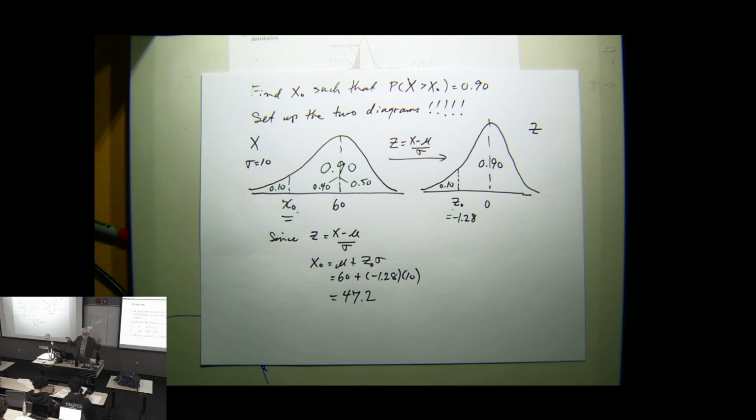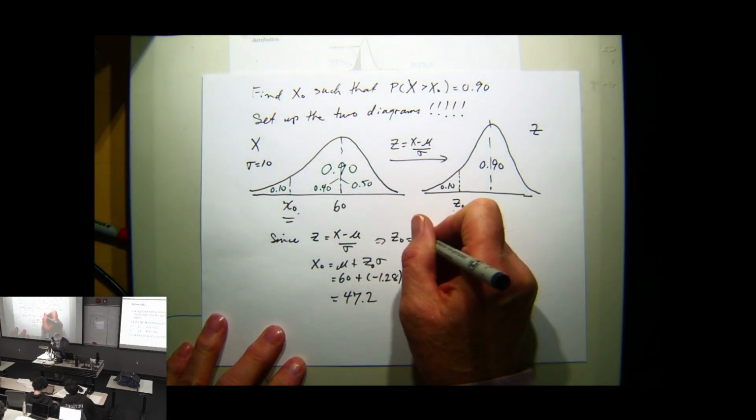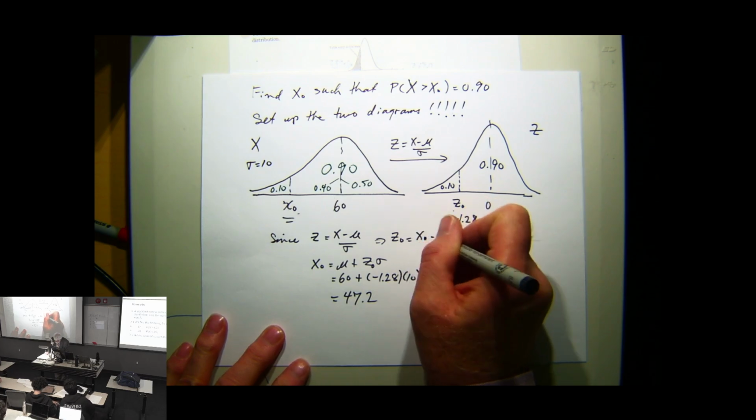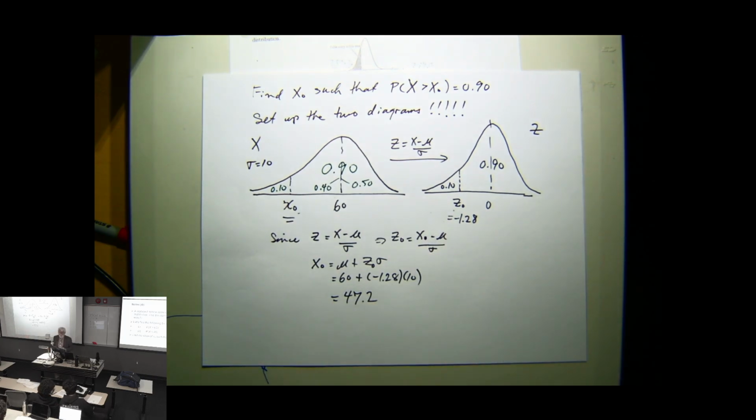So questions? Oh, no question? Yeah. How did you get the X naught equation? Where did I get the X naught equation? This one right here? Yeah. By rearranging this. Okay? So since Z equals X minus mu over sigma, I could put the following: Z naught will be equal to X naught minus mu over sigma, and then I just rearranged it for X naught. Is that good? Okay.